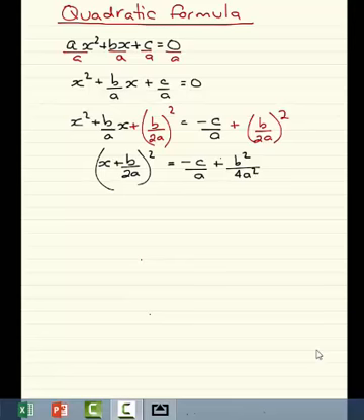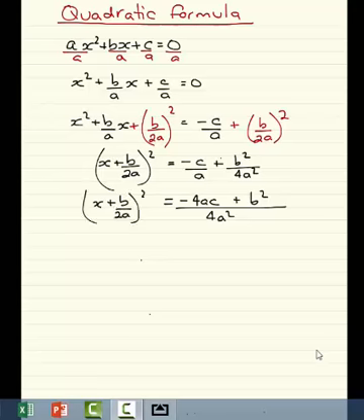Now for the moment we're going to leave the left hand side alone and just work on the right hand side. So minus c over a plus b squared all over 4a squared. If I want to put that all over one fraction, then I need to make the c over a into a fraction over 4a squared. So I need to multiply it by 4a. So I end up with minus 4ac, and we've still got the plus b squared, and that's all over 4a squared. So x plus b over 2a all squared is equal to that.